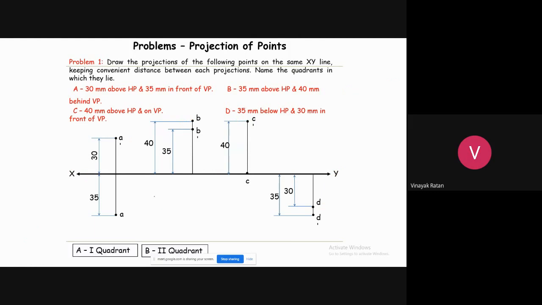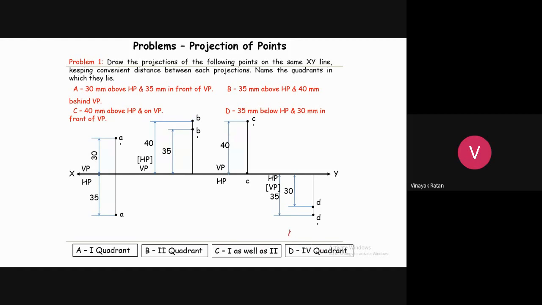So point A lies in first quadrant, point B lies in second quadrant, point C lies in first as well as second quadrant, and point D lies in fourth quadrant. You have to write the answer because it is asked in the question: name the quadrants in which they lie. Point A first, point B second, point C first as well as second, point D fourth quadrant.